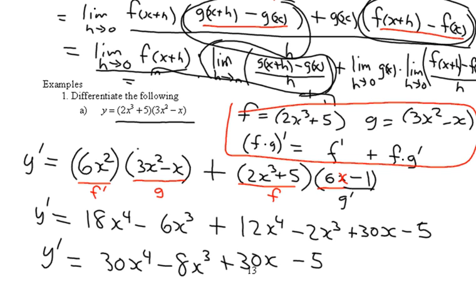What you could do is FOIL out the question first, right? And then take the derivative with last class's method. You wouldn't have a product anymore, so it's just sums and differences. You should get exactly the same answer.